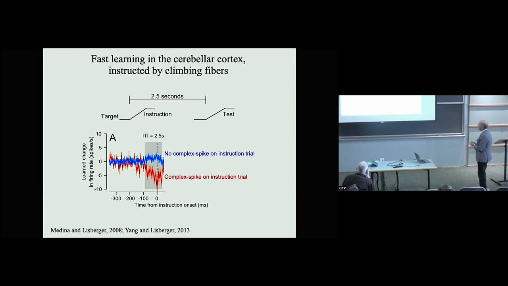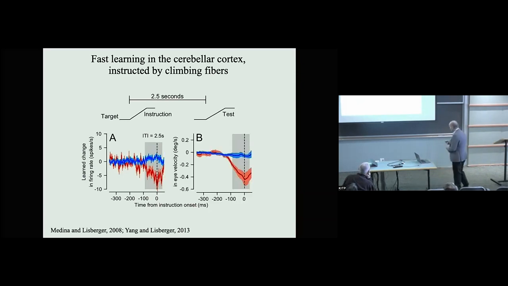This graph plots the learned change in simple spike firing, that's simple spike firing on the test minus the instruction, as a function of time from the instruction. So this is where the target changed direction. And if there was a complex spike on the instruction trial, in red, then we saw a well-timed, on average, 6 spike per second depression of simple spike firing on the next trial. And if there was no complex spike, we always saw a slight potentiation. It's never statistically significant, but it's always there. At what point does one say it's simply because we don't have enough trials?